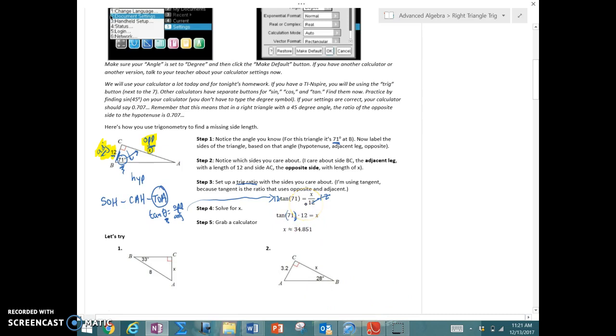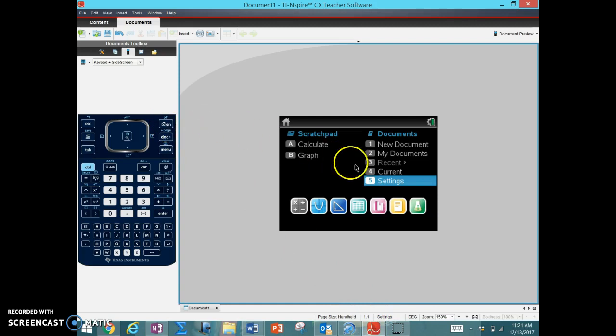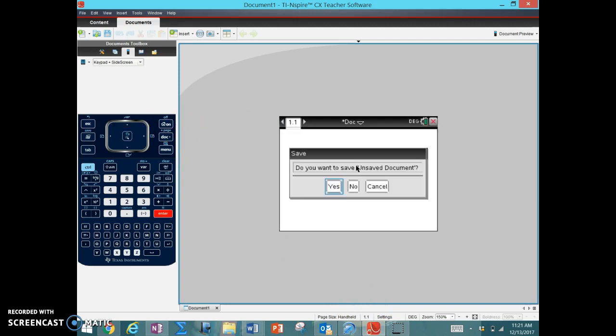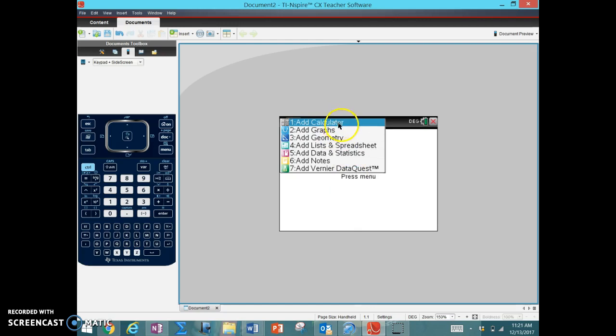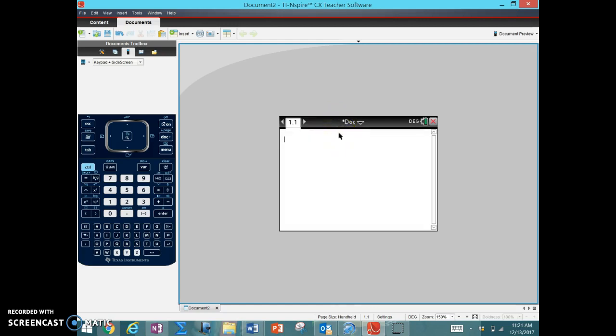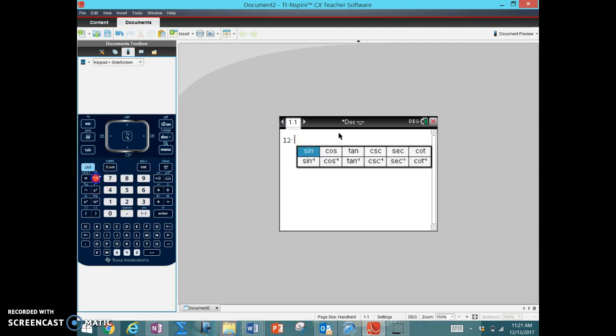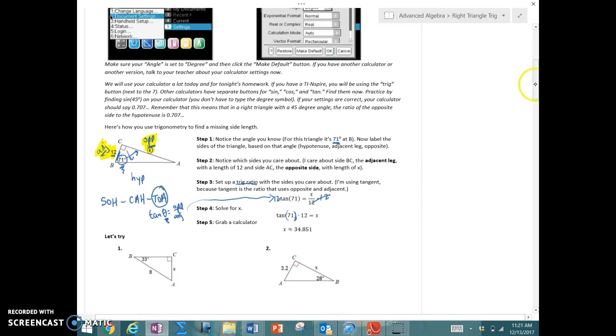And now, because I transferred my calculator into degrees, now I can go to a new document. No, I don't want to save anything previous, and we're just going to calculate to find tangent. So again, I'm going to write the 12 first. So we said we would do 12 times, and then to find tangent, I have a trig button right here. I go over to tangent, and then it was 71, the degrees, because it says it is in there, and that's how we get the 34.85. As I go back to my document, we can try it down here.